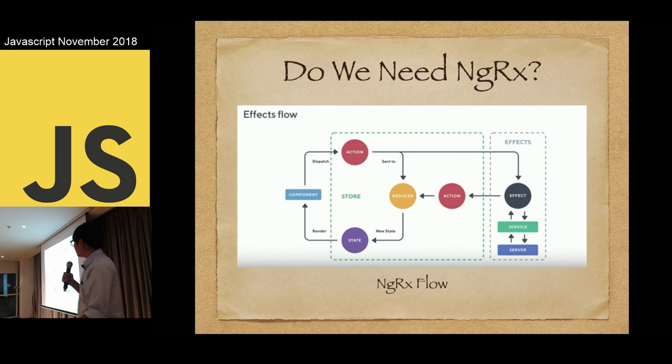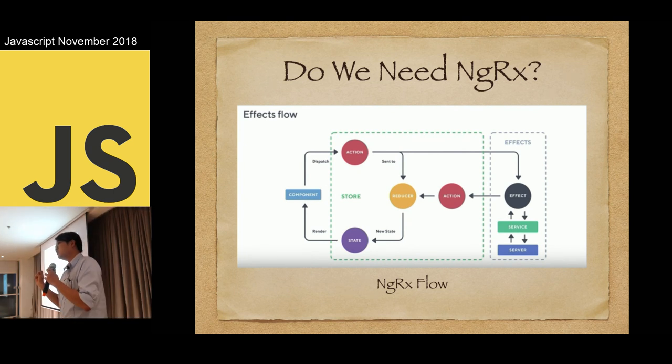So this is the flow of NGRX. If you have used Redux before, it's similar. You have the action, you have the reducer, you have the state, action, and the effect. The effect is for handling side effects, like when you want to do an API request in your reducer.